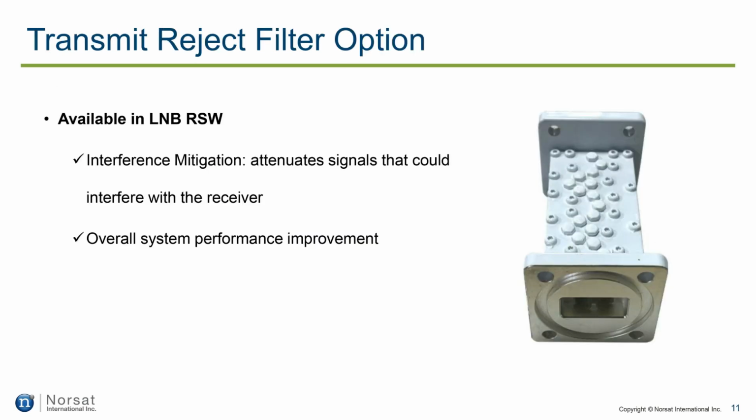One of the key benefits of the transmit reject filter option, which is available in LNB RSW, is the ability to attenuate signals that could impact the receiver. Mitigate unwanted signal loss and interference from the transmitter. This ensures a cleaner signal and better system performance.